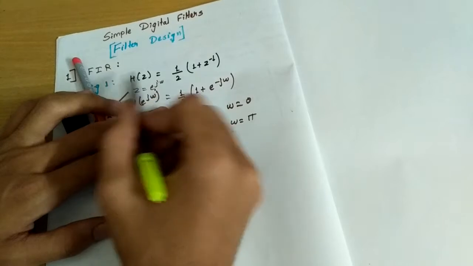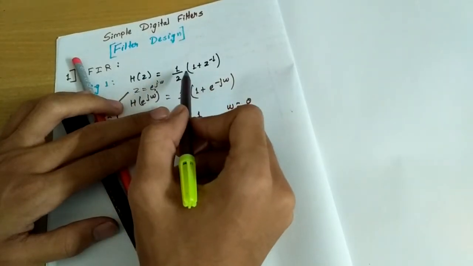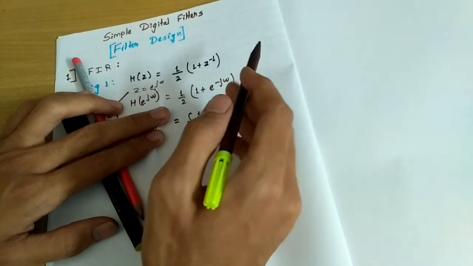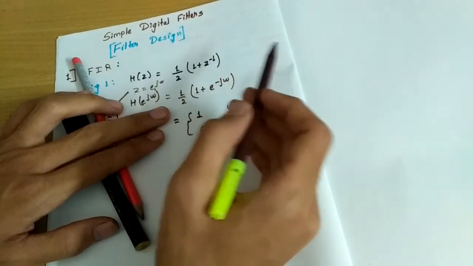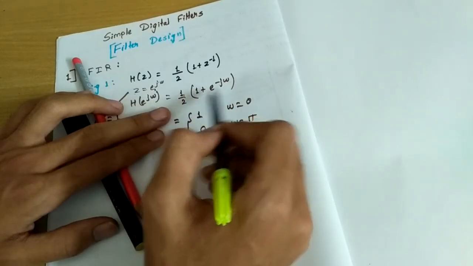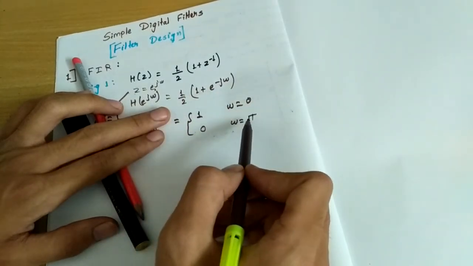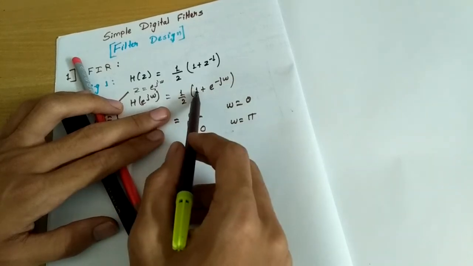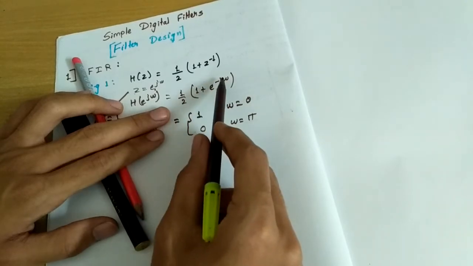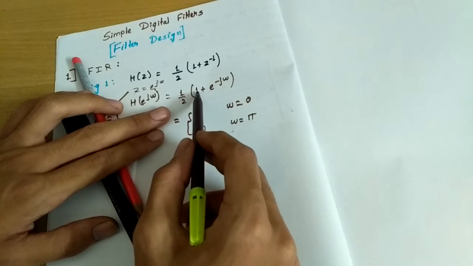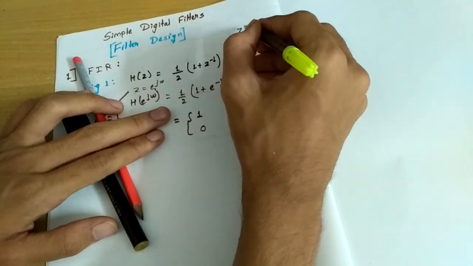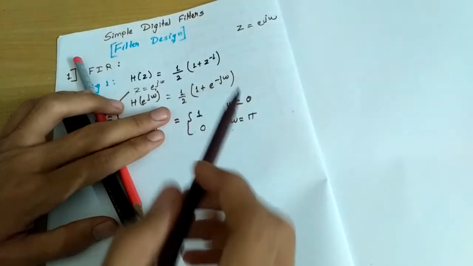So the very first example is H(z) = 1/2 (1 + z^-1). If I ask which kind of filter it is, whether it is high pass, low pass, band pass, or which kind, simply by putting z = e^(jω) and then substituting ω = 0 and ω = π: as ω = 0, we get 1 + 1 = 2, 2 by 2 is 1, and for ω = π, we get 1 minus 1, that is 0. And this represents low pass.